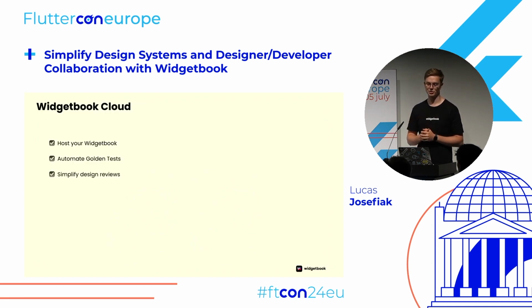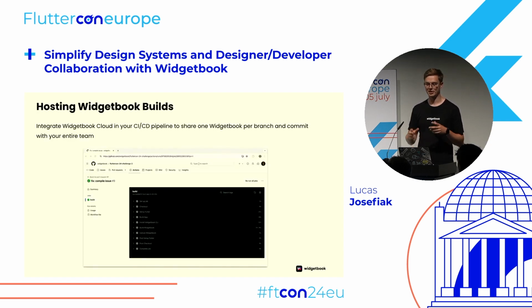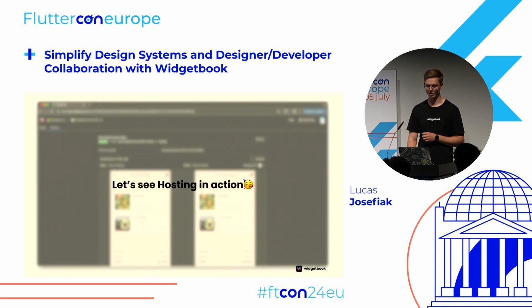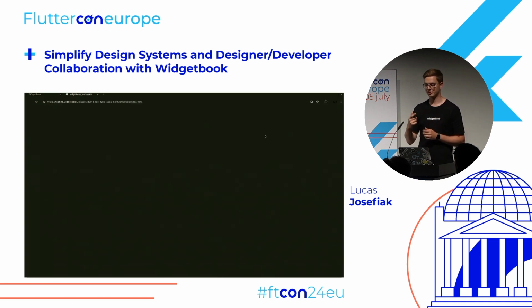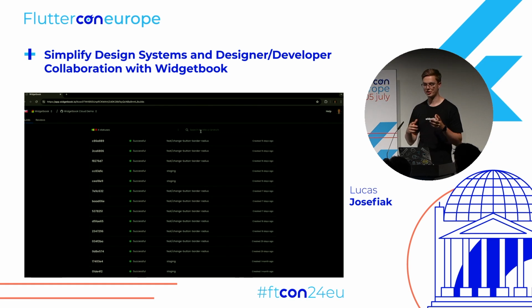And Widgetbook Cloud allows you to do 3 things. You can first of all host your Widgetbook, but then you can also automate golden tests and simplify your design reviews. And for hosting Widgetbook builds, what you can do is integrate your Widgetbook Cloud in your CI/CD pipeline to share one Widgetbook per branch and per commit. So basically, anytime you are pushing a new commit to your repository, we are hosting one Widgetbook build for that on Widgetbook Cloud. And to see it in action, you get a nice list of all of the different Widgetbook builds. And if you select a build, you then have the chance to preview it and share it with your entire team.